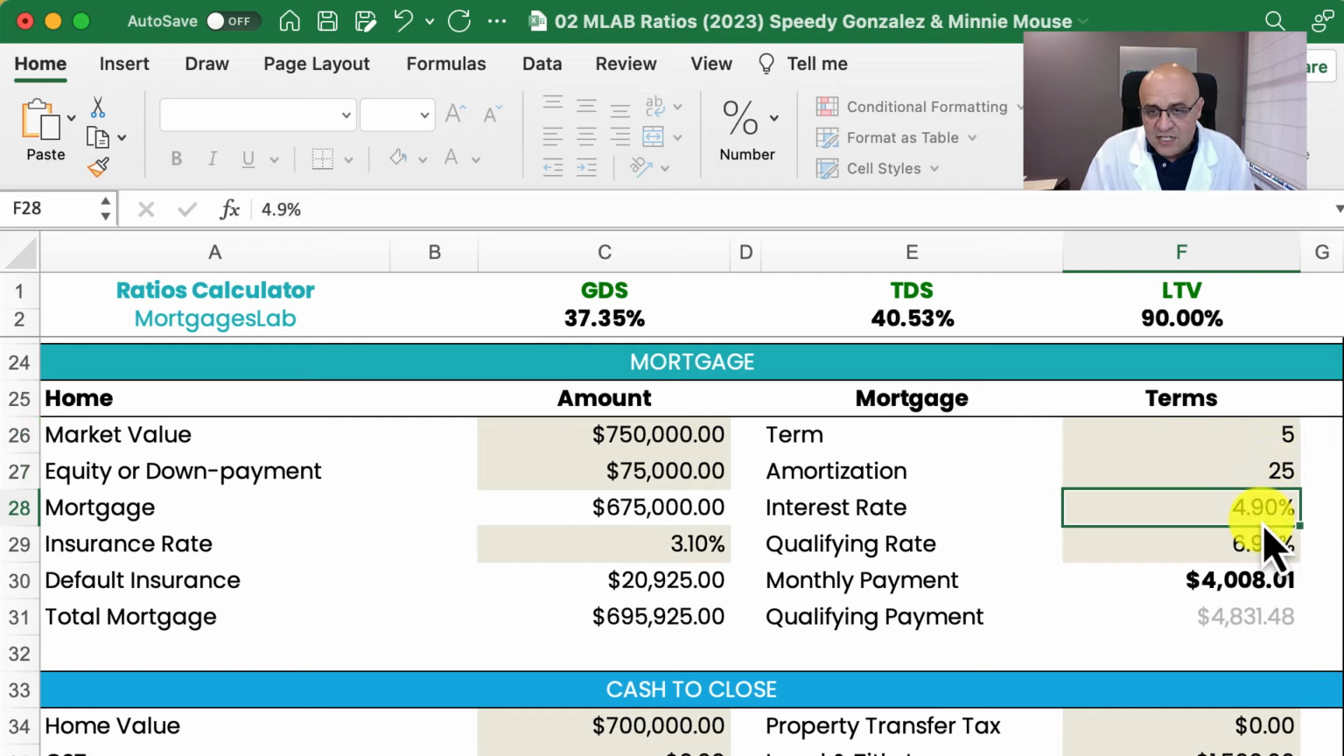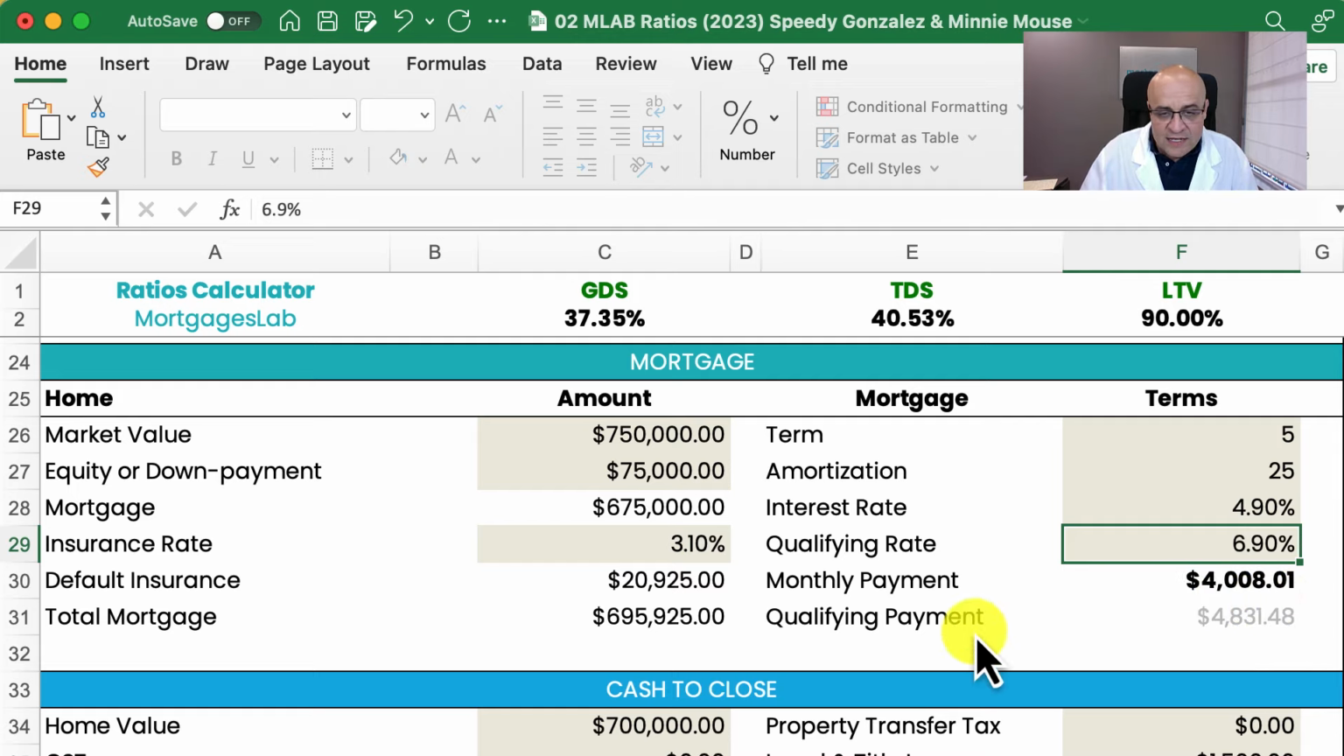Let's say initially for the pre-approval, we have an interest rate of 4.9 fixed rate. This would be the stress test rate, and we can later explain how that works, or in the discovery call where we do these numbers, we'll explain to you how this works, and you'll have a payment of $4,008.01.